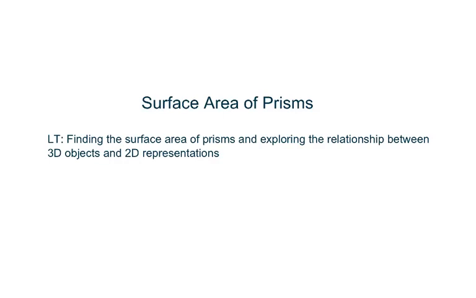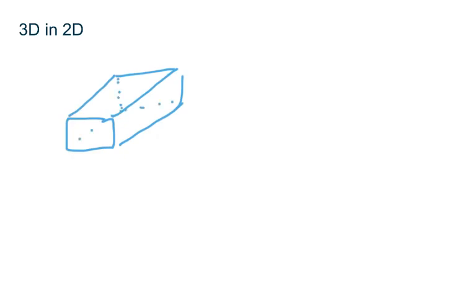The learning target for this video is finding the surface area of prisms and exploring the relationship between 3D objects and 2D representations. The last part might seem a little bit confusing, so that's where we're going to start. 3D and 2D. So what I want to do is first draw a rectangular prism, like this. And I want us to start thinking about what this prism might look like in 2D.